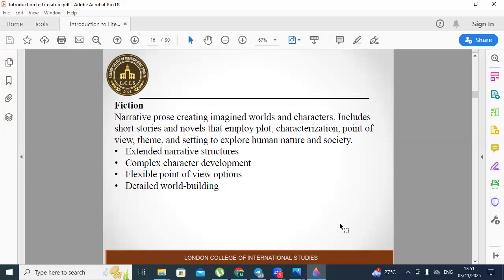Flexible point of view options. Fiction can be told from various perspectives: first person, I or we; third person limited, following one character's perspective; third person omniscient, knowing all characters' thoughts; or even second person, you, each creating different effects. Detailed world building. Fiction creates entire worlds, physical settings, social structures, cultural practices that readers inhabit imaginatively while reading.